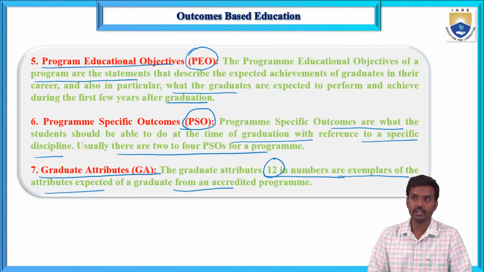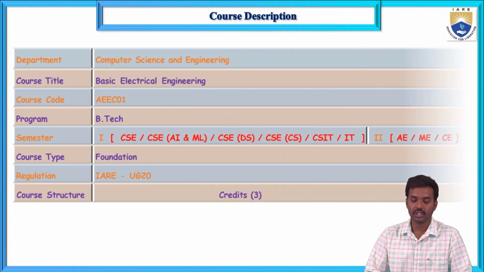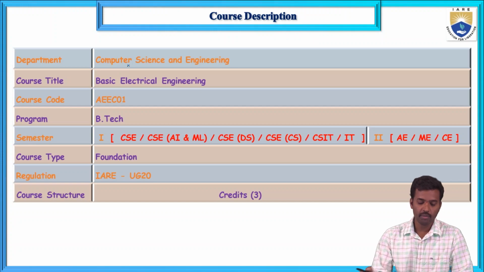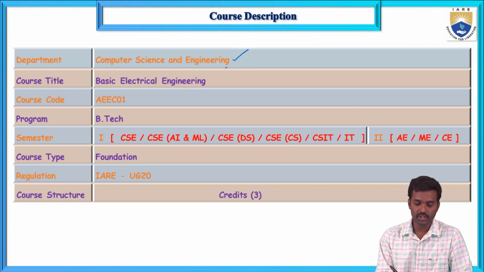Next, these are the basics. Now I will explain outcome-based education for basic electrical engineering. Here is the course description. First, I am explaining the course description for computer science engineering, that is the program. And next, the course name is basic electrical engineering, and the course code is AEEC01. And next, the program name is BTech.